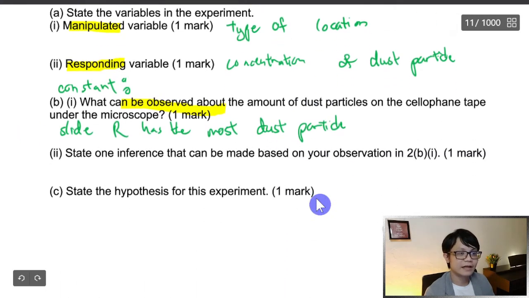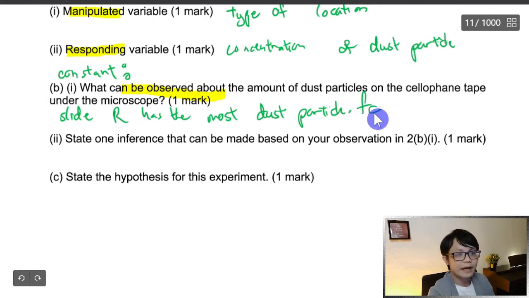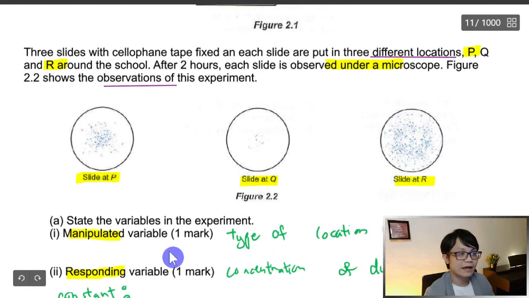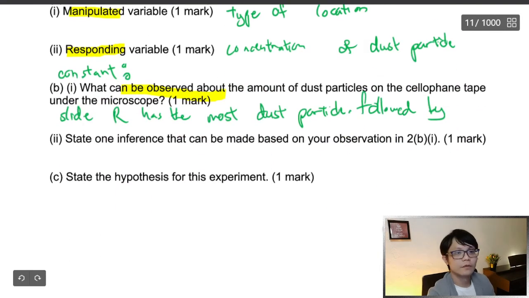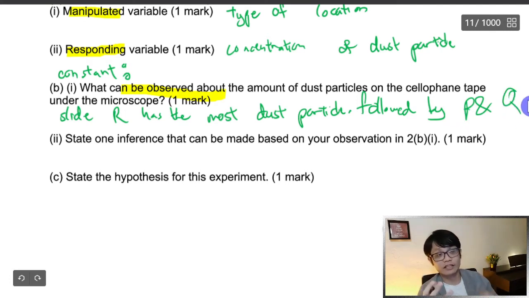Can you see or not? Wait, let me go down a bit. Followed by, after R is P and Q. P and Q. So now we have the data, and we try to interpret the data.